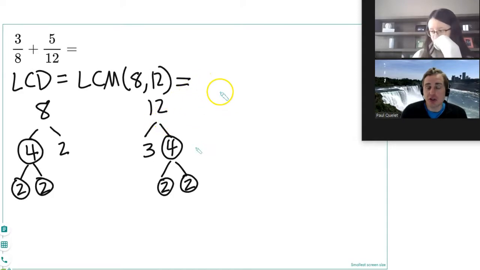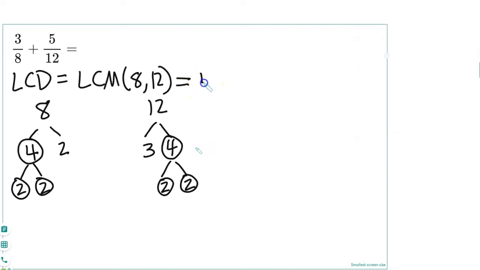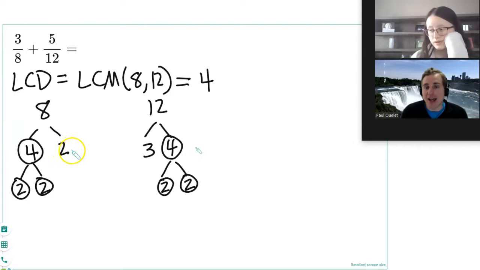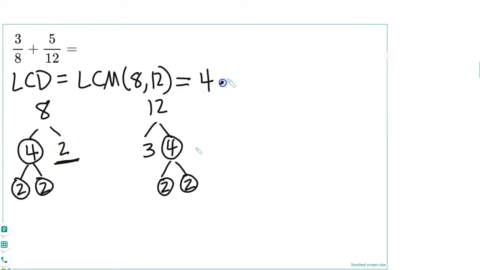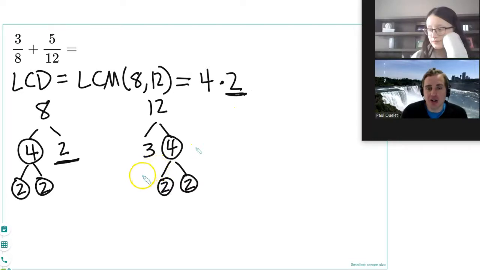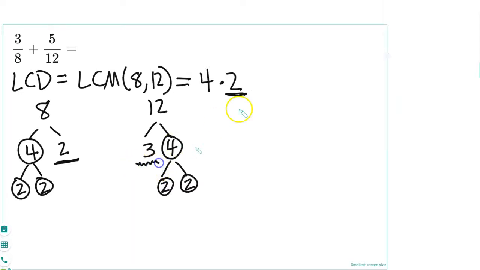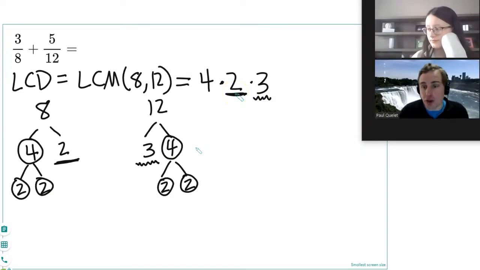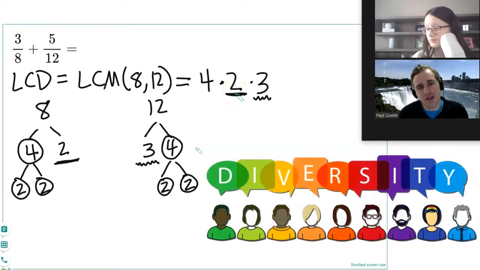So first off, let's do the shared number. What's the shared number that they both have? 4. What's unique about 8 additionally? The 2, yes. What is unique about 12 additionally? 3. Yes, the 3. Does that make sense? Yes. You have to understand, you need all the uniqueness, right? All the diversity, if you will, okay?